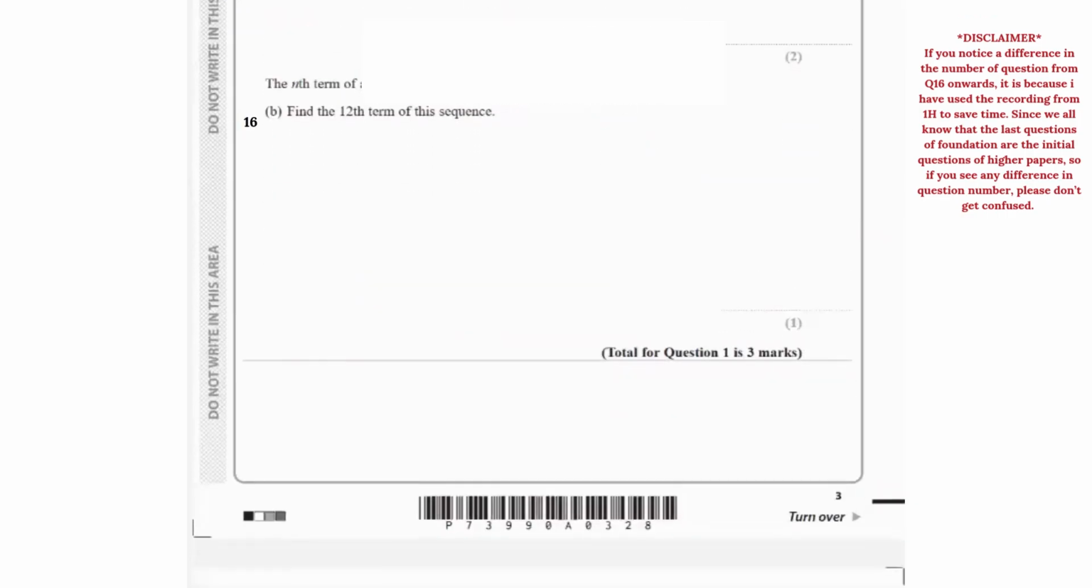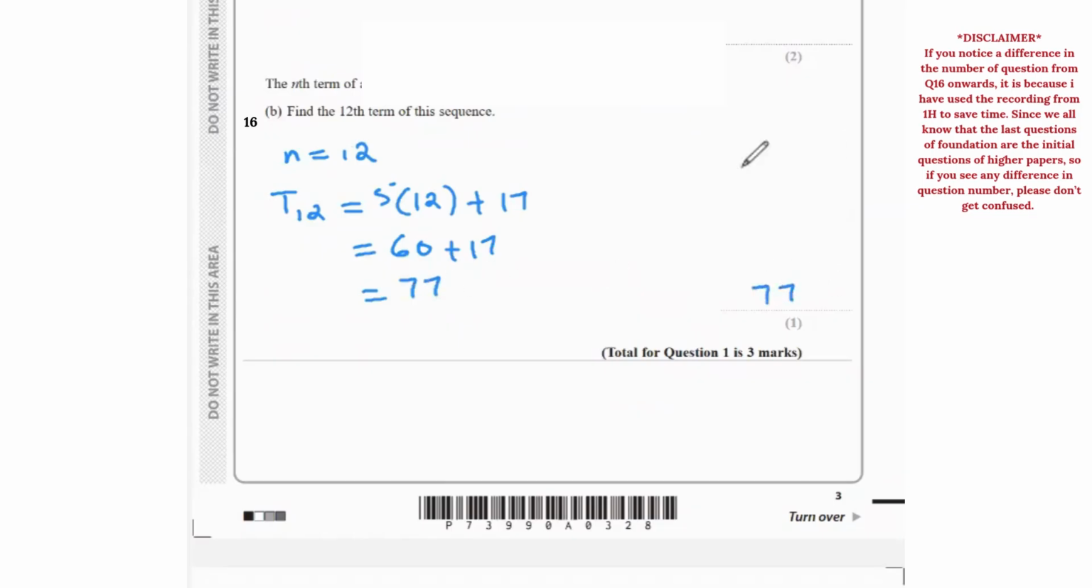Then it says the nth term of a different arithmetic sequence is 5n plus 17. Find the 12th term. So simple, you just substitute n equals 12 in the nth term formula. So T12 would be 5 times 12 plus 17, 60 plus 17, and that's 77. That's your answer.